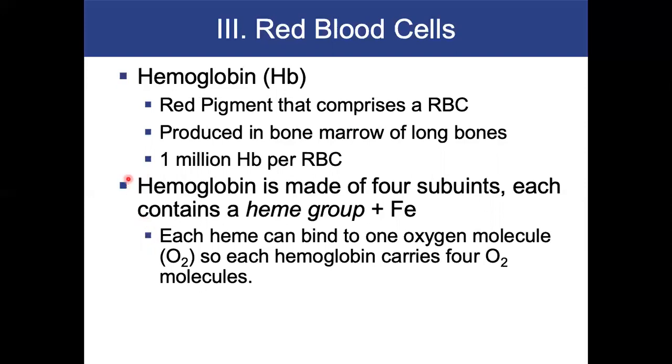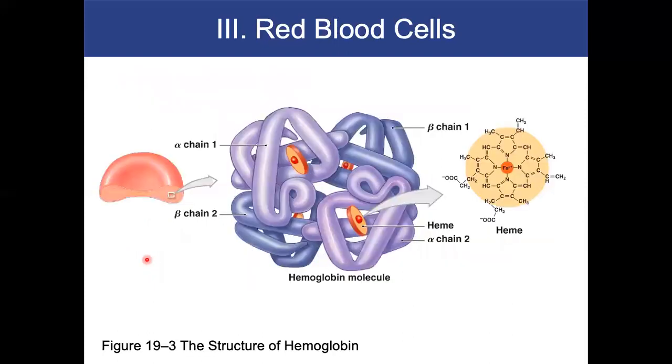So we have a lot of hemoglobin, and each hemoglobin can actually bind 4 oxygens. So hemoglobin is made up of 4 subunits. Each contains a heme group and an iron. That should be Fe+2. Each heme can bind to 1 oxygen molecule. So each hemoglobin carries 4 oxygen molecules, okay?